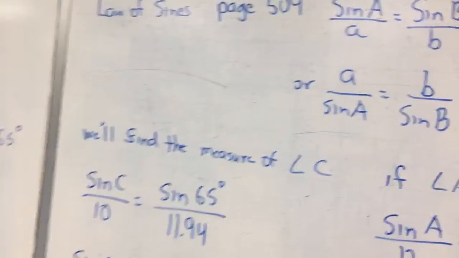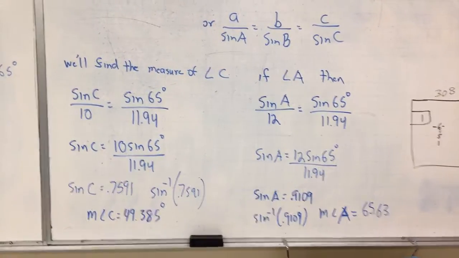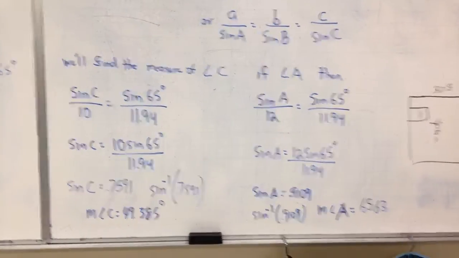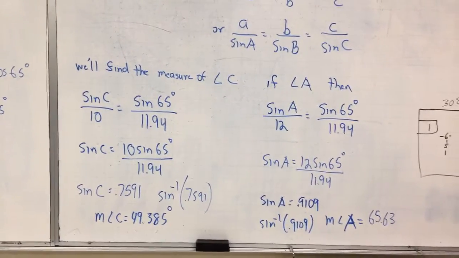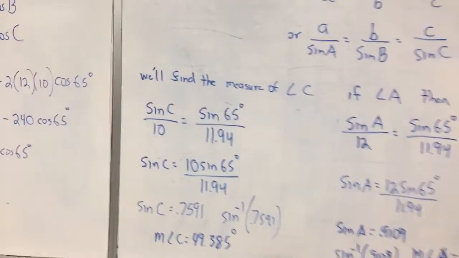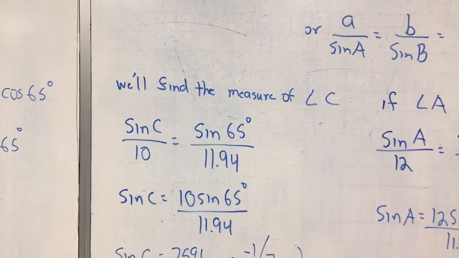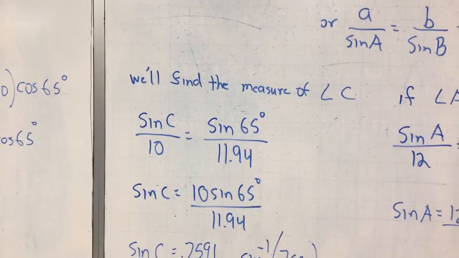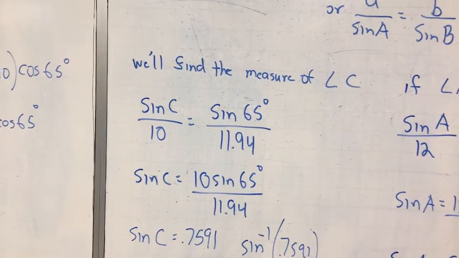Now, you don't need to do both of these. I found both of them just to demonstrate that no matter which one I pick, they will still add to 180, okay? It doesn't matter which one you choose to solve for. On this side over here, I chose to find the measure of angle C. So sine C over 10 is equal to sine 65 over 11.94, okay?